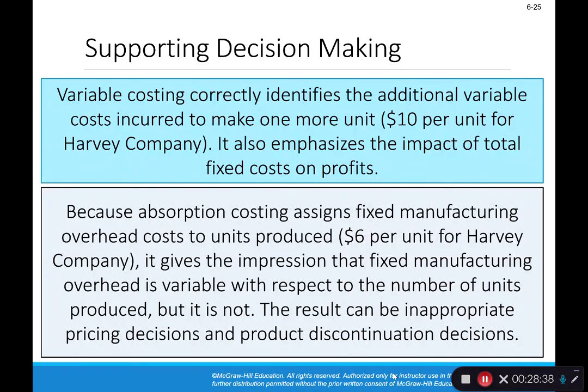But because we're under absorption, including fixed overhead in the product costs, managers might think, oh, it's going to cost 16 to make one more unit. So if somebody comes along and says, hey, I'd like an extra 1,000 units, can you cut me a deal? How about you sell them to me for $15? Management's going to say, oh, no, we can't do that. It costs us $16 to make it, when in fact that's wrong and it only costs 10. So you can make inappropriate decisions by using absorption costing.